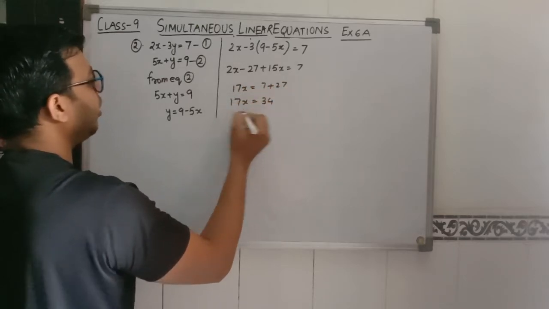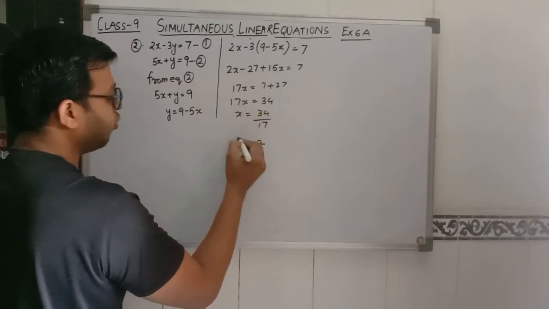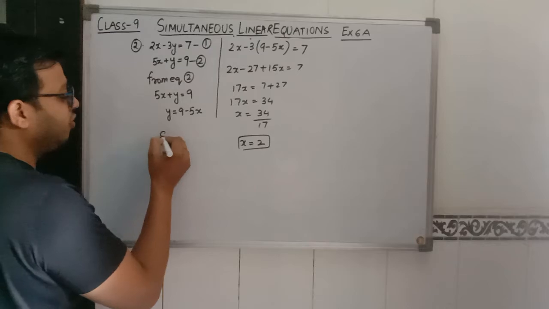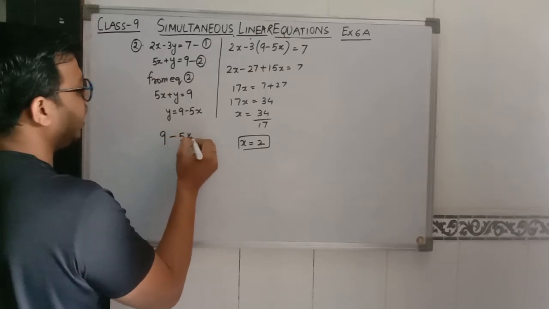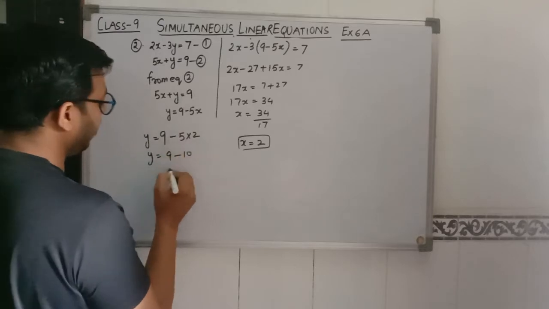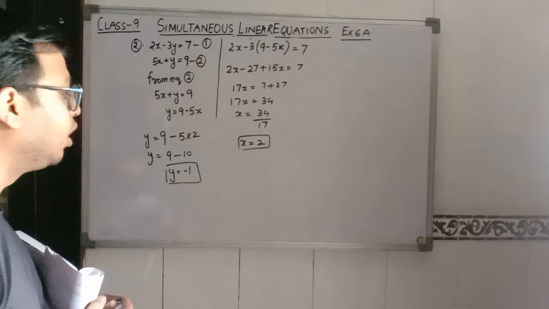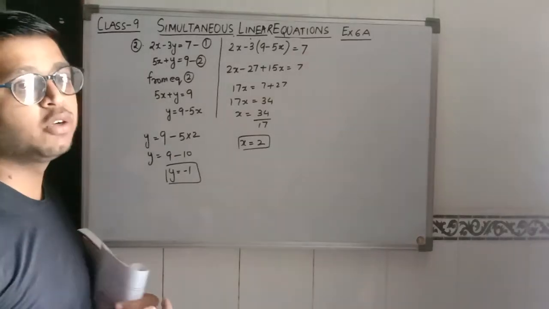17x is equal to 34. So x is equal to 34 upon 17. The value of x will come 2. Now place this value here. So 9 minus 5 into 2, that is y equals to 9 minus 10. The value of y will come minus 1. So x is equal to 2 and y is equal to minus 1.